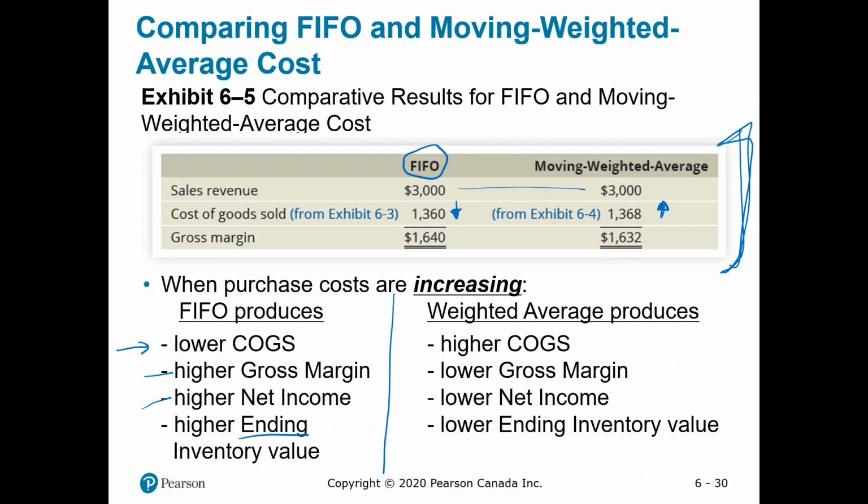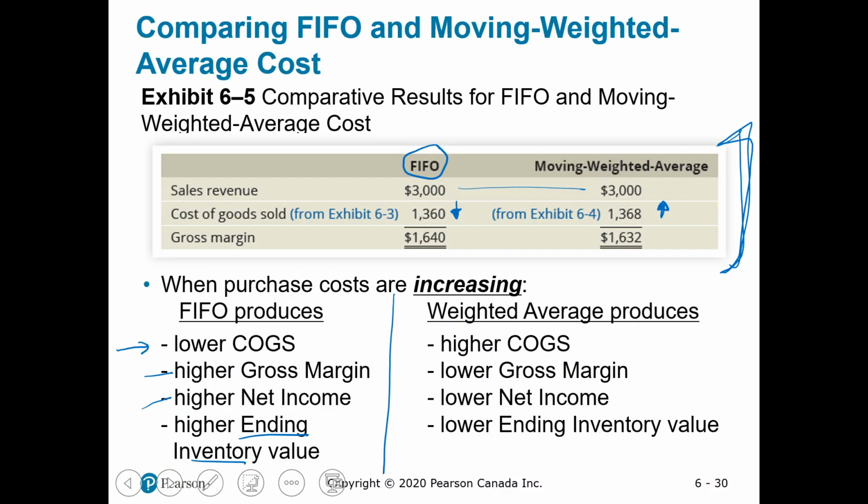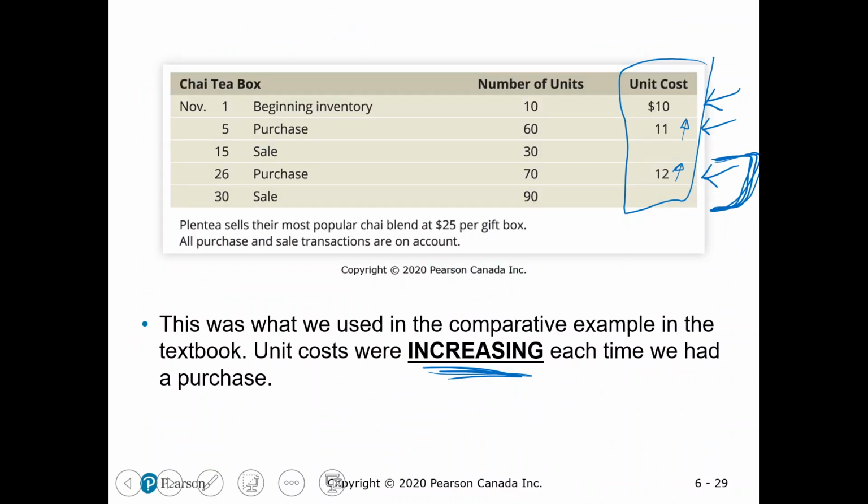And when it comes to our ending inventory, we're left in inventory with the higher costing items. So therefore, we have a higher ending inventory under FIFO when costs are increasing. For weighted average, it's going to be the opposite when costs are increasing. So now, each time we purchased something and we're calculating a new unit cost, it's getting driven up by the increasing unit prices from those purchases.